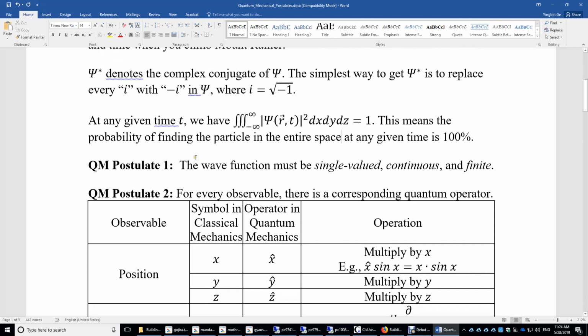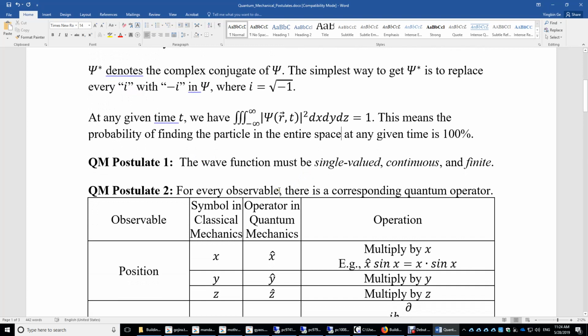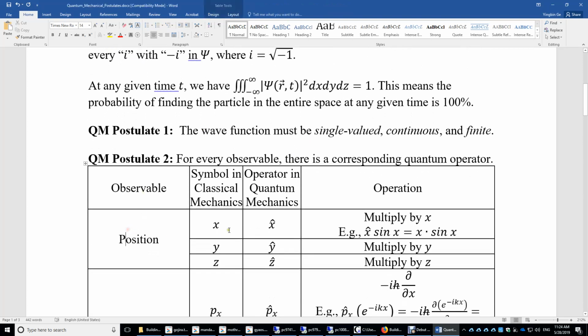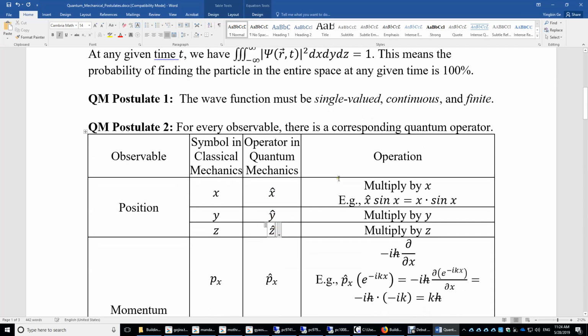In postulate 2, for every observable, such as the position or momentum of the particle, there is a corresponding operator. So over here, for the position, you have x, y, and z with corresponding operators x with a caret on top, y with a caret on top, and z with a caret on top. What's the corresponding operation? It's very simple. If you apply this x operator to a function, it's simply that function multiplied by x.